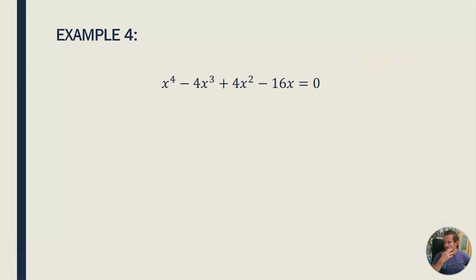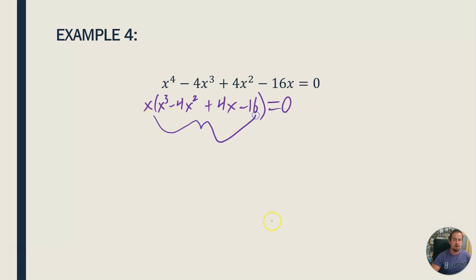Before I factor by grouping, what I really should be asking at the beginning of all these problems is, is there a greatest common factor? Well, indeed there is. All 4 of these terms have an x. So before I even split this into groups, I notice that there's a greatest common factor of x between all of these terms. So that's going to leave me with x cubed minus 4x squared plus 4x minus 16.